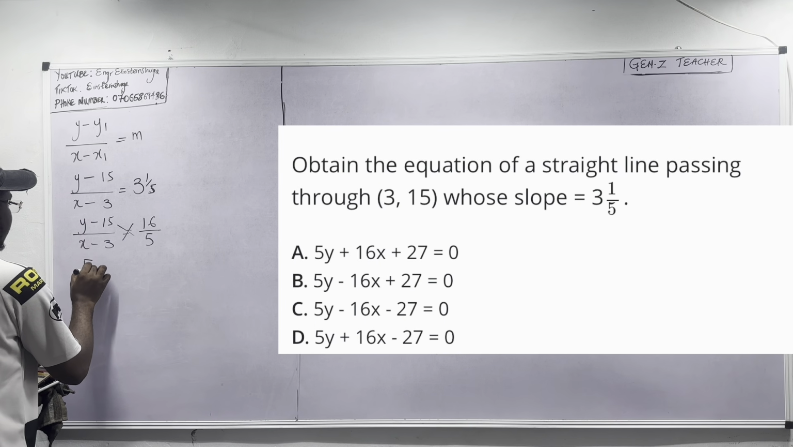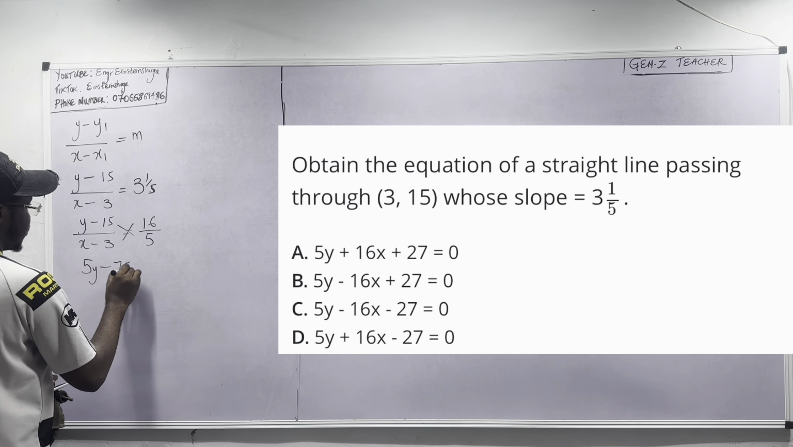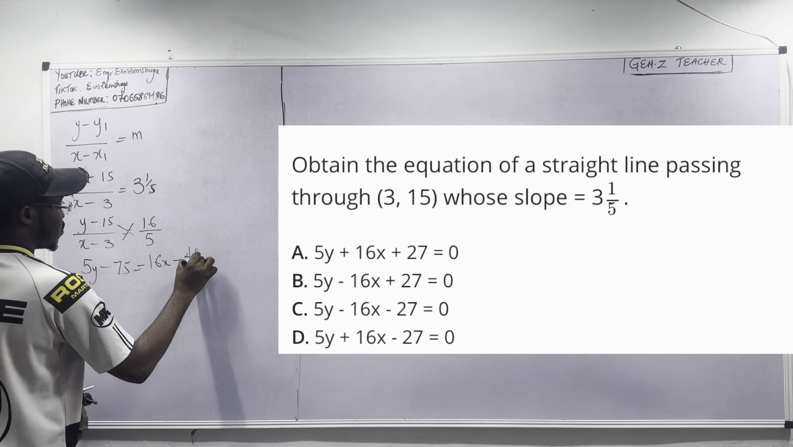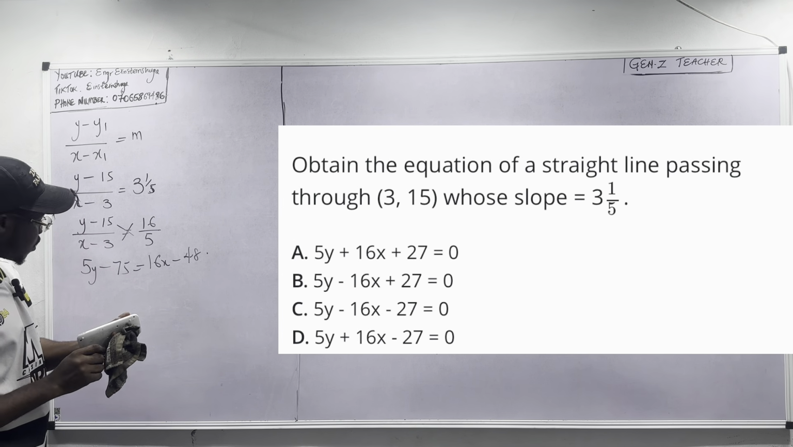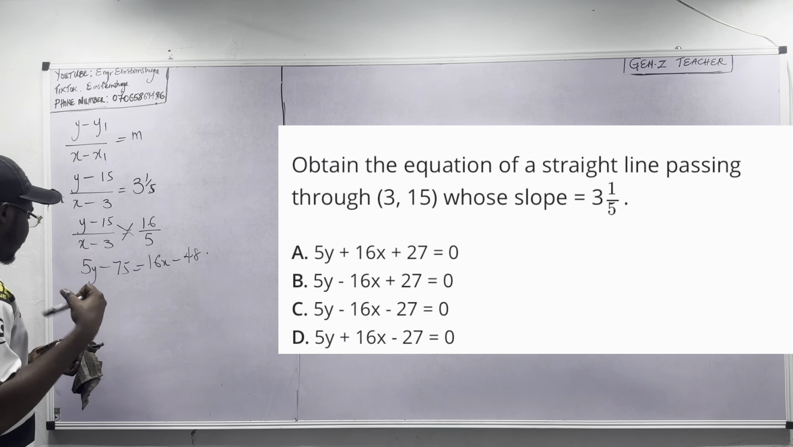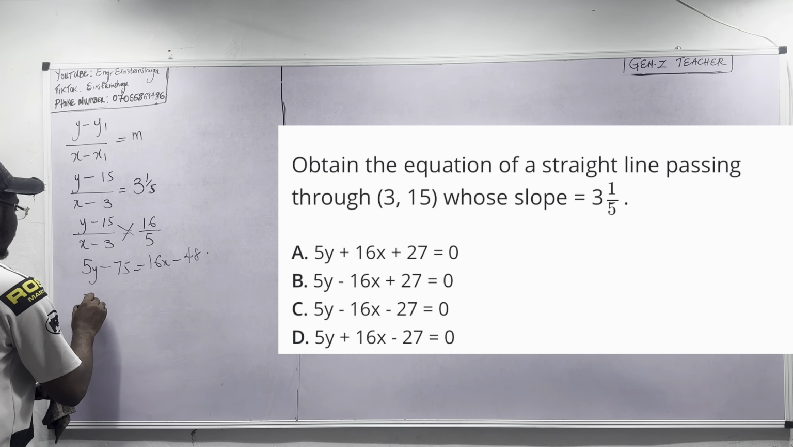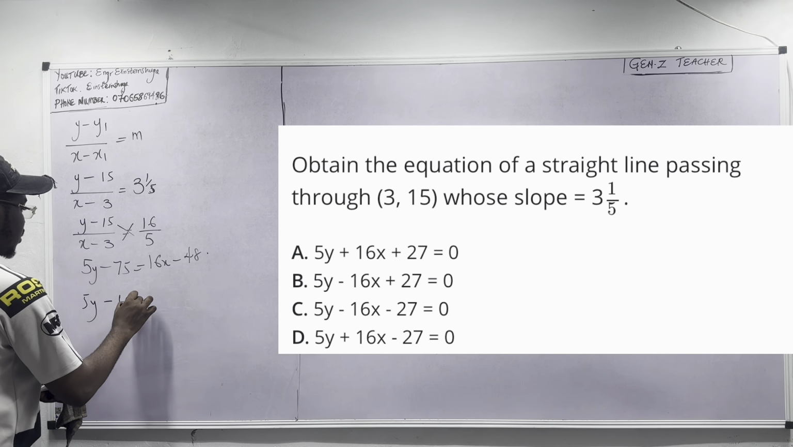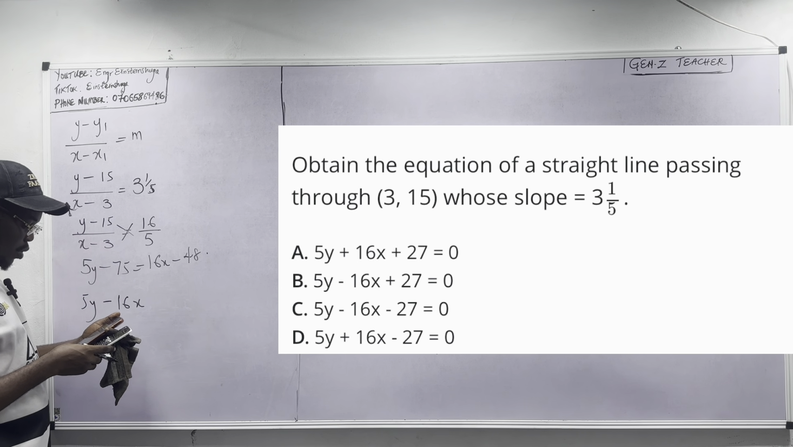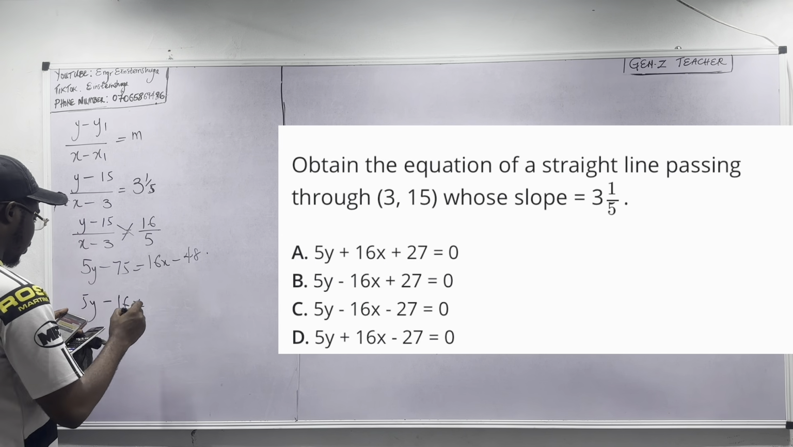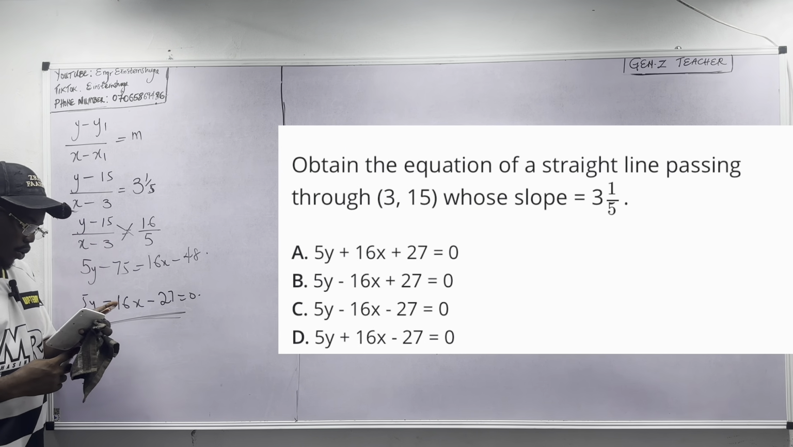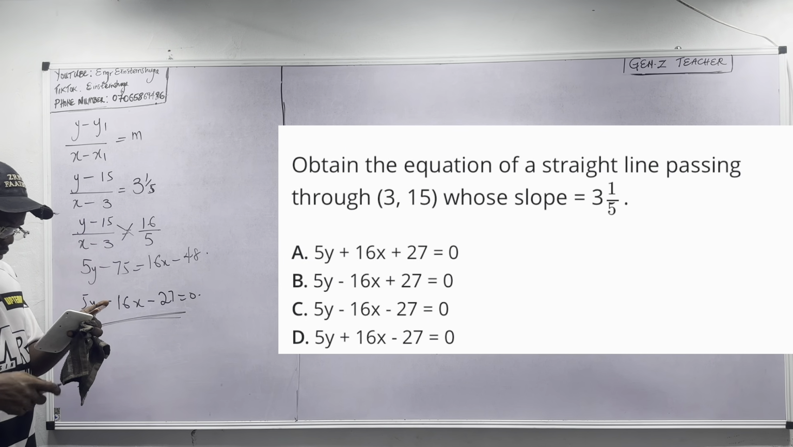So 5 times y gives you 5y minus 75, okay? And then 16 times x gives you 16x minus 48, okay? Now you're going to take everything to one side of the equation. So we're going to have 5y minus 16x, now minus 75 plus 48, minus 27, all equal to 0. So this should be the equation of the line.